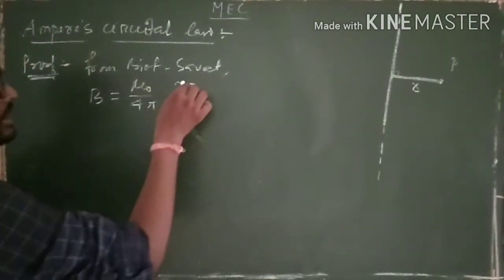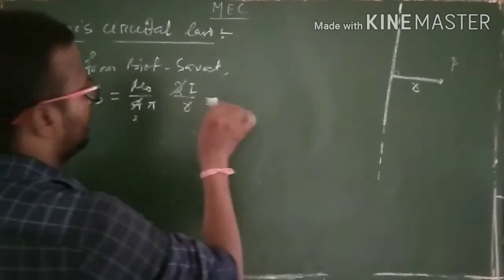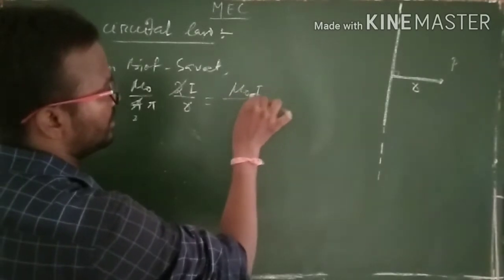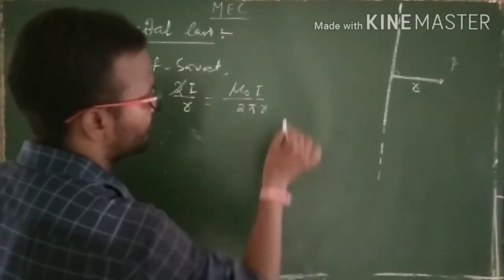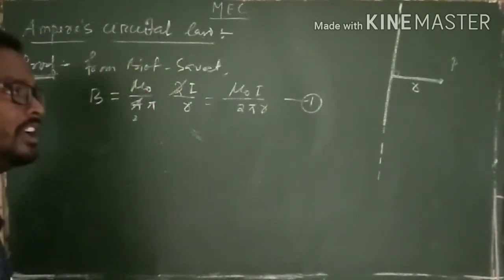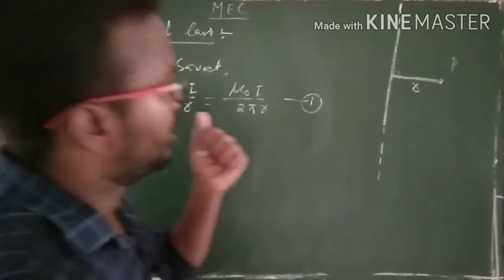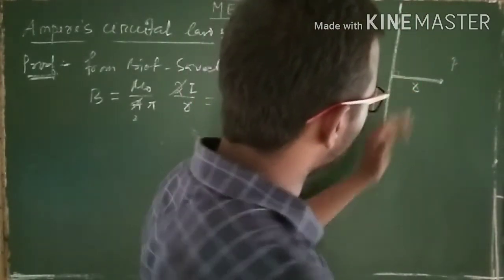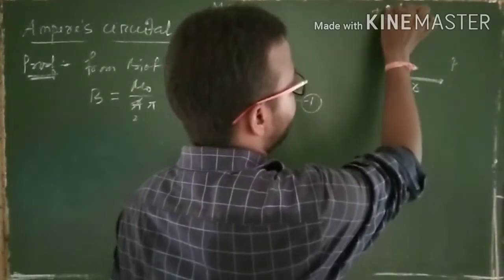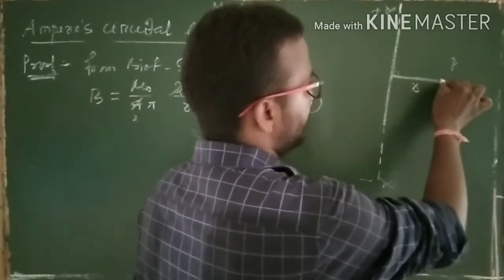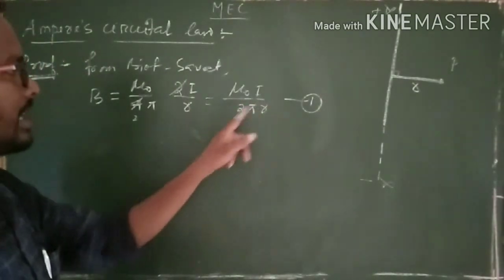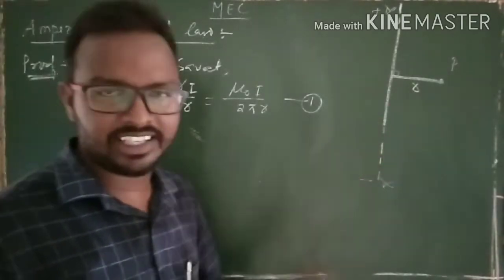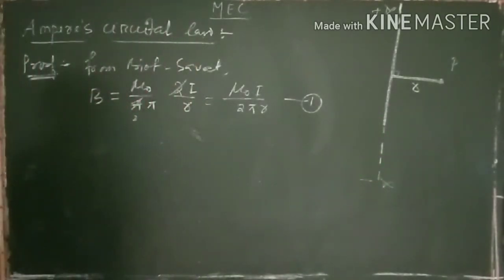Clear? Or we can write 2 over 4, then the relation can be written as mu naught I by 2 pi r. Equation number 1. Because by using Biot-Savart law, the total magnetic field due to an infinite long straight conductor, where this end is minus infinity and this end is plus infinity, at point P the magnetic field strength is equal to mu naught I by 2 pi r. Clear? But here we have to prove Ampere circuital law from this relation. Clear? Okay.